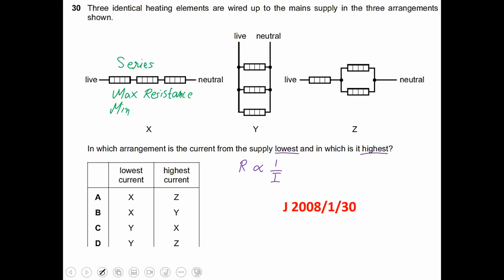In series, resistance is maximum and current is minimum. Now this is parallel.